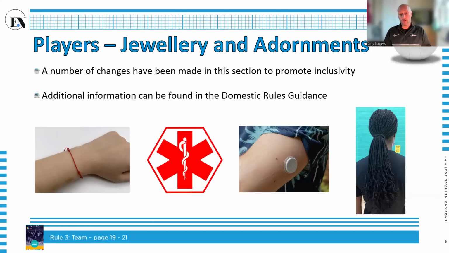Netball and umpiring should be all about what we can do to bring people in the game, not finding a long list of things that stop people from playing the game. So we've got 4 images on the screen. Now, image 1 represents religious bands.